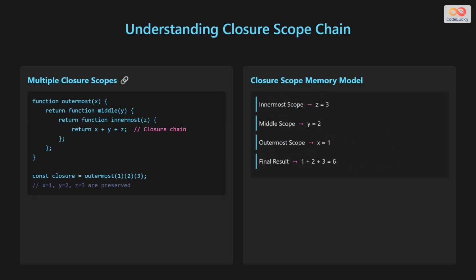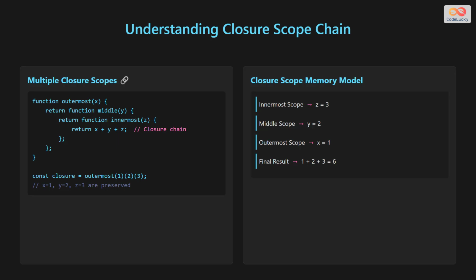Closures can form a chain of scopes, and this can be used to achieve complex functionality. When there are multiple nested functions, each function can form a closure over the variables in its respective scope. Consider this example. We have an outer function called outermost. This takes a parameter x and returns a function named middle. The middle function takes a parameter y and returns an innermost function. Finally, the innermost function takes a parameter z and returns the sum of x, y, and z.